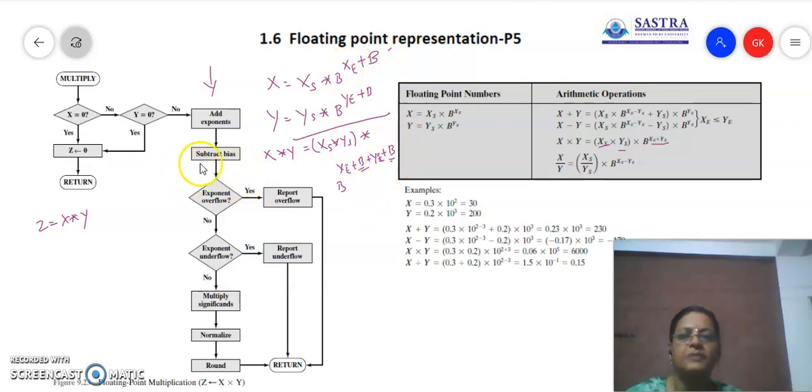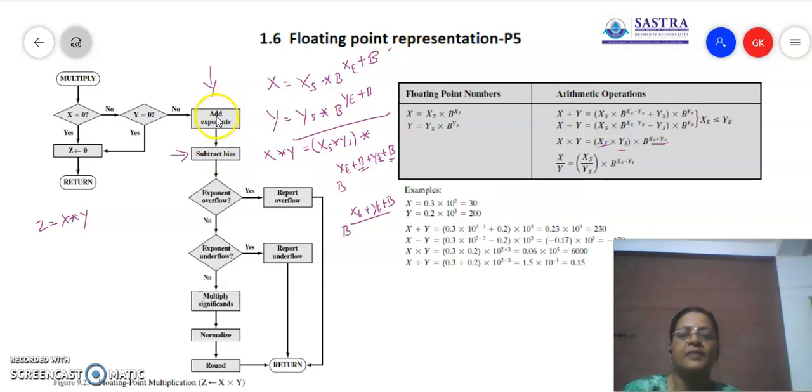For that purpose, we subtract the bias. If I subtract the bias, the answer is base power xe plus ye, and instead of 2b, you will have only 1b. So in order to adjust the exponent to have one bias, we simply subtract the bias. After adding the exponents, twice the bias will be present, so I cancel one bias, and only then will it be the correct answer.